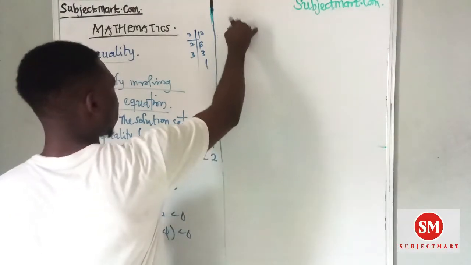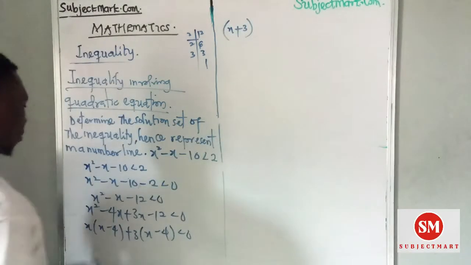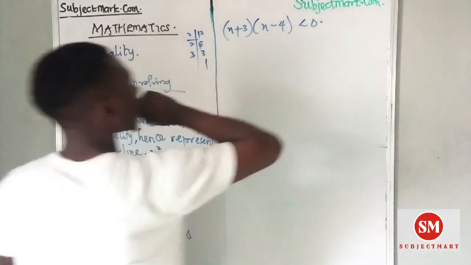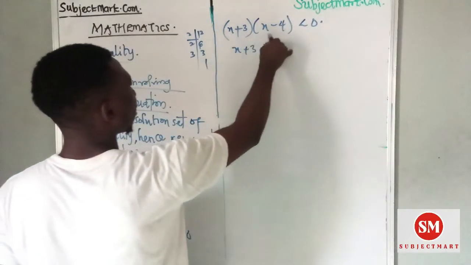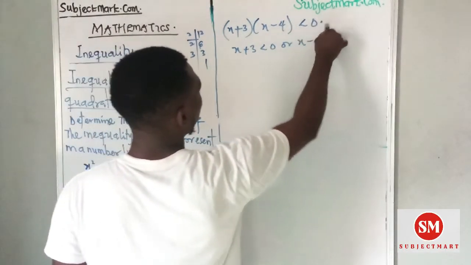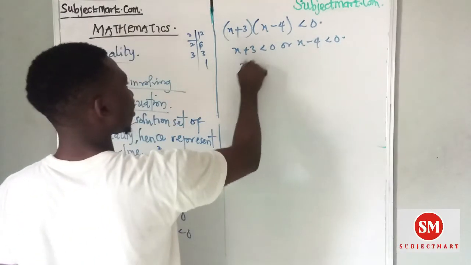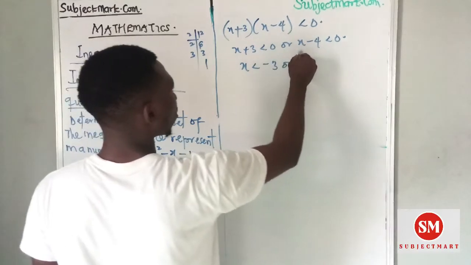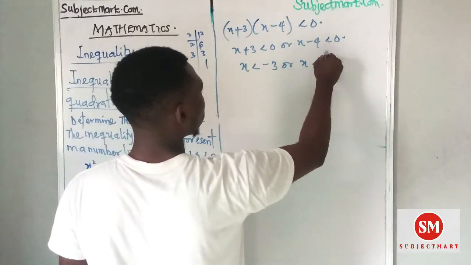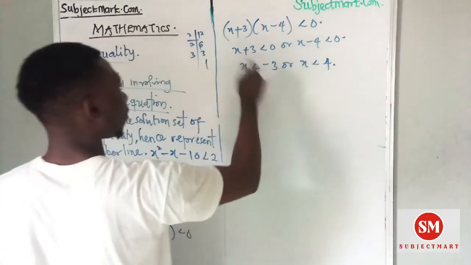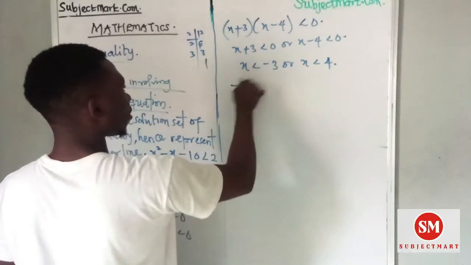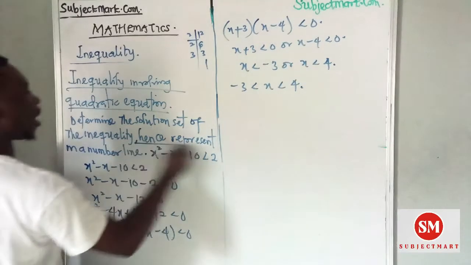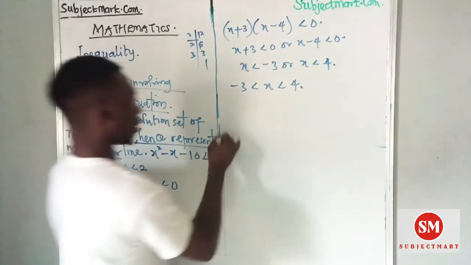So x plus 3, x minus 4 is less than 0. So x plus 3 is less than 0, or x minus 4 is less than 0. So x here is less than minus 3, or x is less than 4. So with this, I can represent this in the format that minus 3 is less than x is less than 4. And this question said represent in a number line. Represent in a number line, you draw your number line.